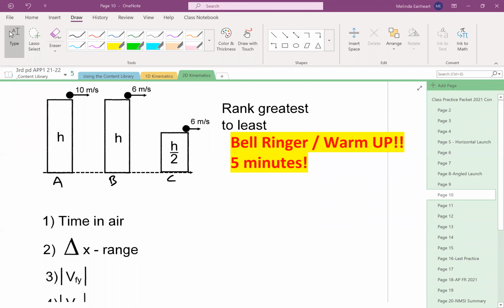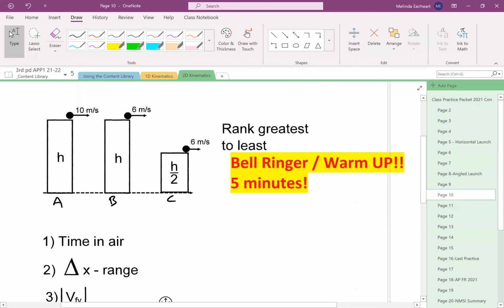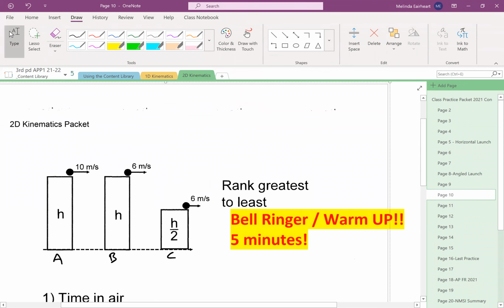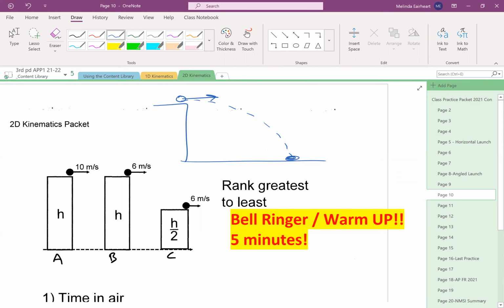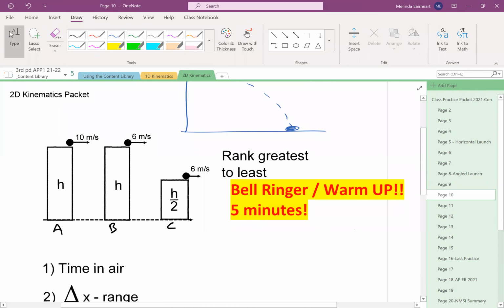Okay, so on page 10, we've got 3 different buildings or tabletops, whatever story you want to make, right? A and B have the same height, but a different launch speed. And this is a callback to what we did last time. It's a horizontal launch, so all 3 of these would have the same visual. You've got that parabolic trajectory, right? And then it's going to hit somewhere at the ground below. And so they've got different launch speeds. And then C has half the height and it has a launch speed equal to B. Everybody good? Yes. Oh, thank you.